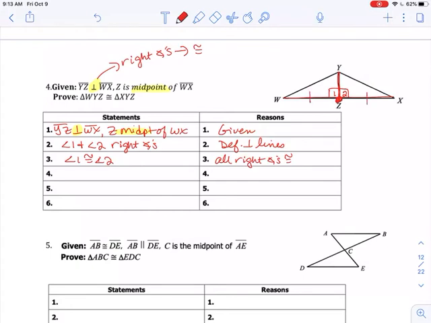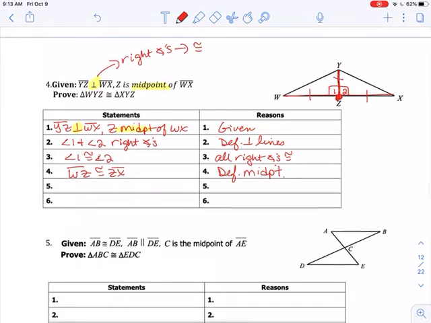Now I also had a midpoint in my given. If Z is the midpoint of WX, that means it's cutting WX in half. So I put a big dot on Z and I say WZ is congruent to ZX. I say those 2 halves are congruent. How do I know they're congruent? Because it was a midpoint. And a midpoint divides a segment into 2 congruent segments. But I say definition midpoint. You do not need to write out the whole definition.